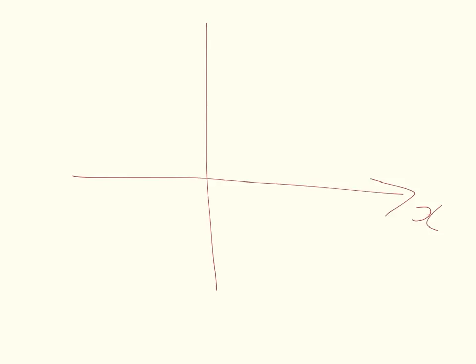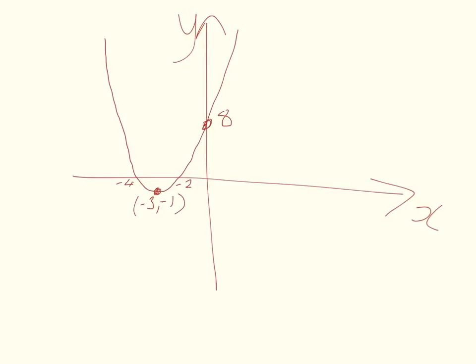Okay, so here's my x-axis, here's my y-axis. My graph is going to look something roughly like this. All you need to do now is just to identify the points. So this is (0, 8), (-2, 0), (-4, 0), and this turning point is (-3, -1). You do need to label all of these points.